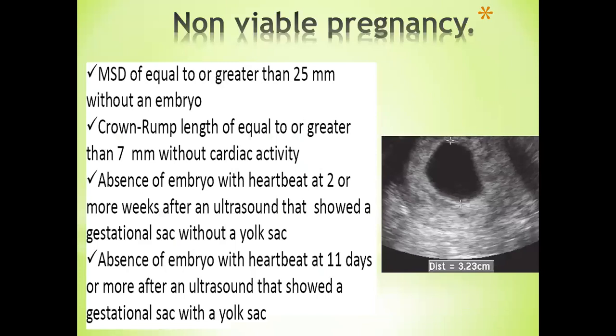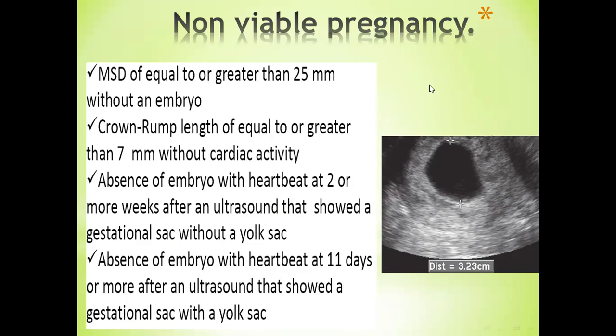Another very important question: how to diagnose a non-viable pregnancy, missed abortion or blighted ovum. To make a decision to terminate the pregnancy, and for pregnancy failure or non-viable pregnancy, you should have one of the following. First, a mean sac diameter equal to or more than 24 millimeters without an embryo. This confirms it's a failed pregnancy. Or if there is a fetal pool, crown-rump length more than 7 millimeters with no cardiac activity.